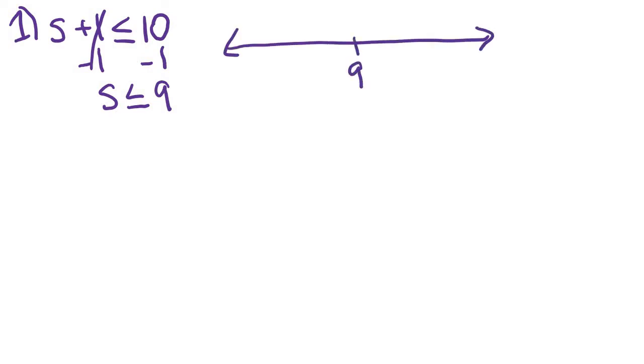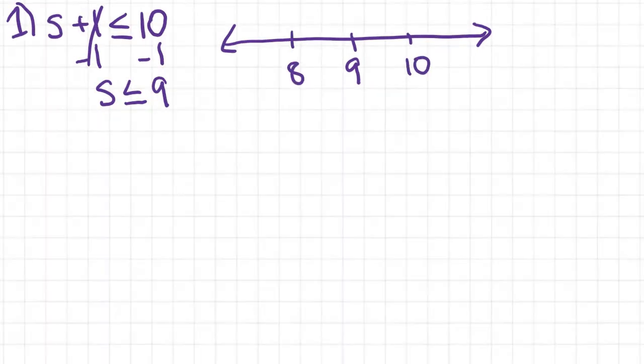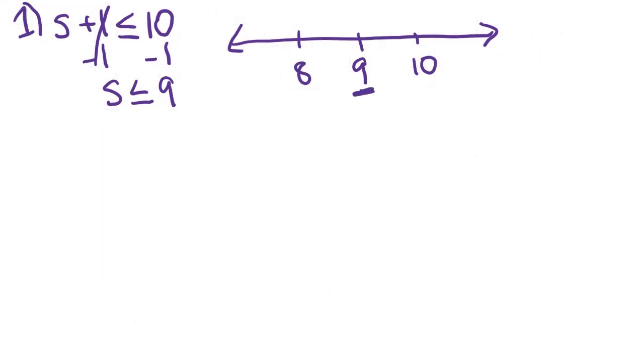So here is our 9, 10, 8. Our key number, our endpoint, I should say, is 9. We have a less than or equal to, so is that going to be an open circle or a closed circle? It's going to be a filled in circle because it includes the 9. That little bag is not empty. 9 is in it.